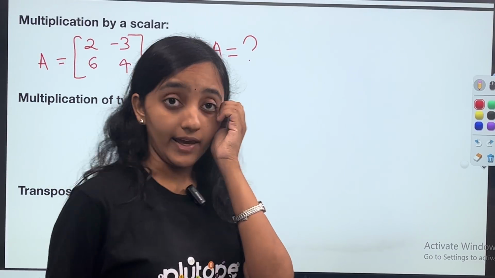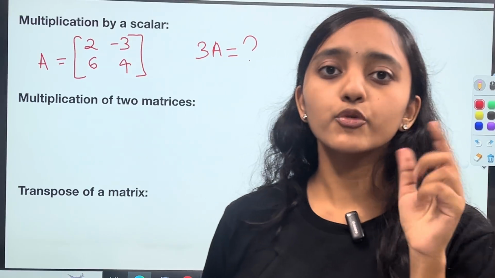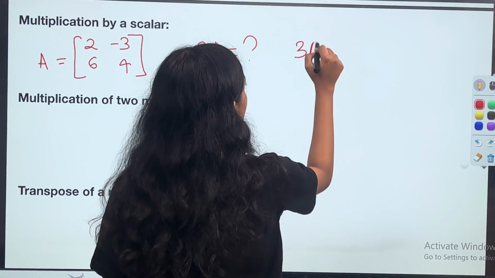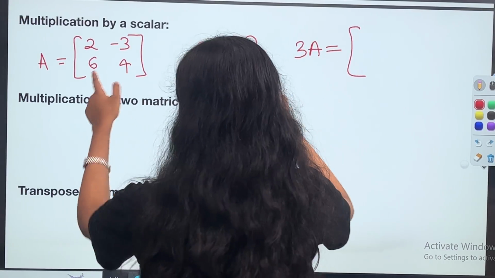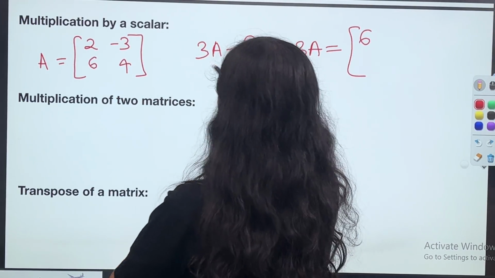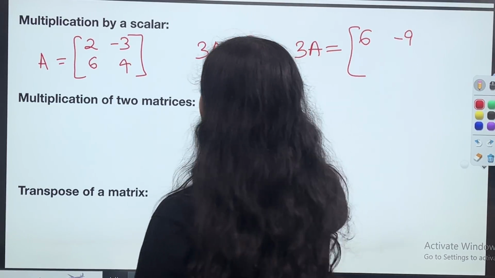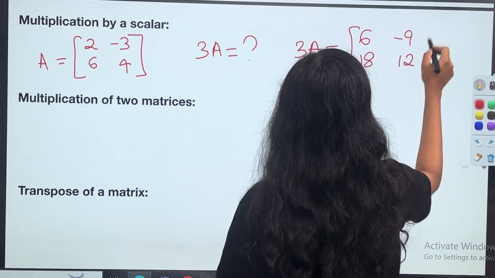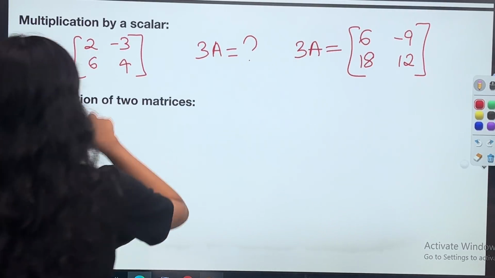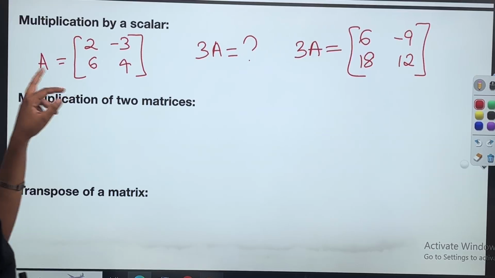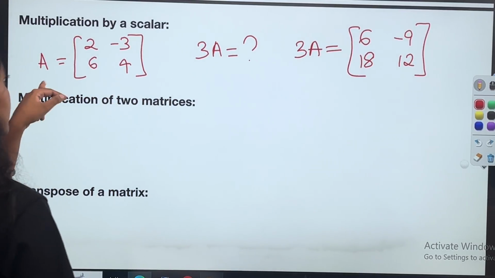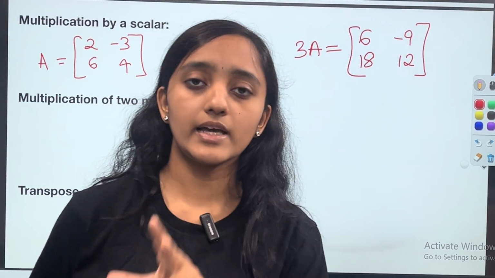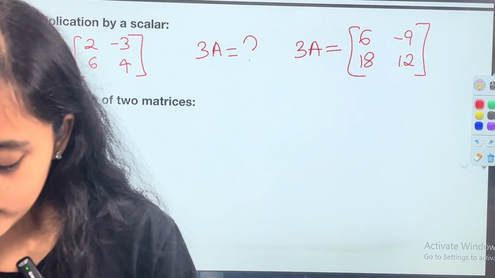So if it is 3A, 3 is the scalar which will be multiplied with each of the elements in the matrix. So 3A will be equal to 3 into 2 is 6, 3 into minus 3 is minus 9, 3 into 6, 6 3s are 18, 4 3s are 12. This is known as multiplication by a scalar. The scalar here is 3, which we have taken in the example.